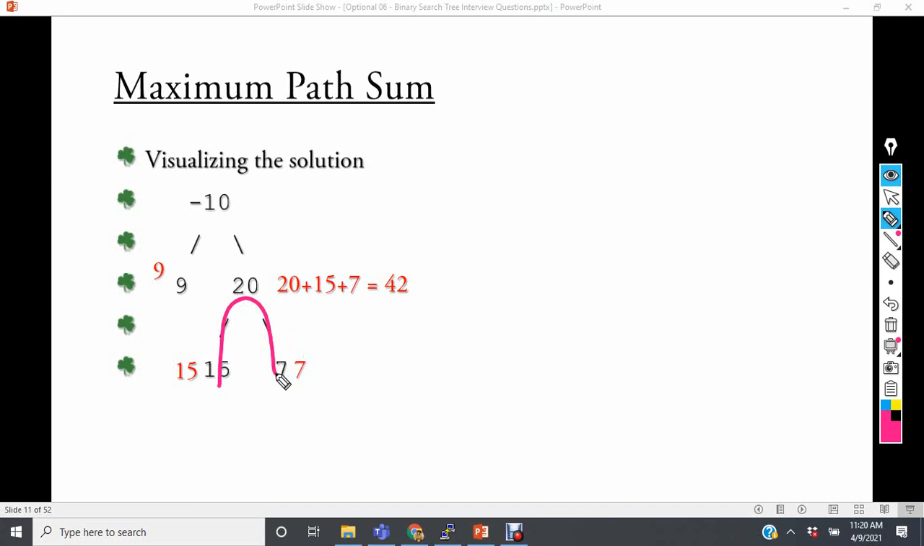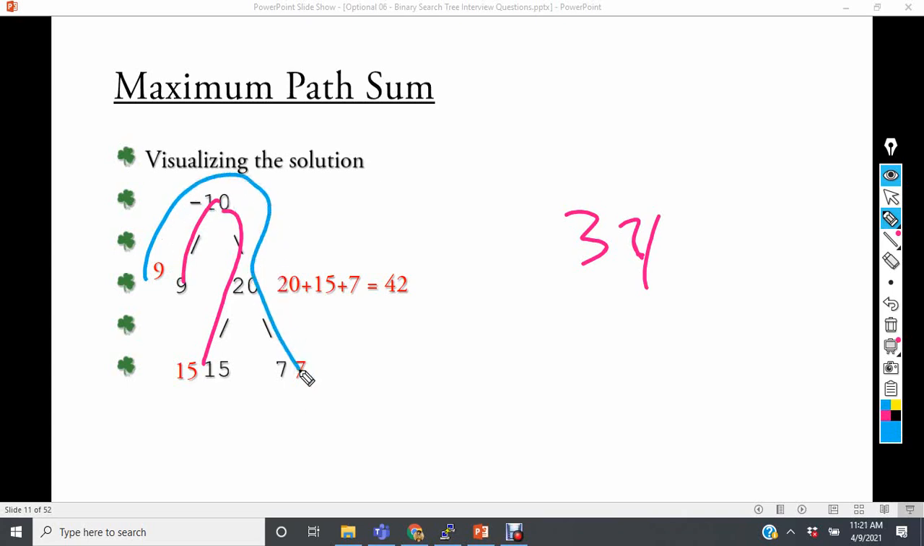So now we have to evaluate the next level. At the next level, we have 9 and negative 10, so this path by itself is negative 1. Which means that any path that comes through the root and goes this way is actually going to be reduced. So we have a path that's negative 1 and then 20 and 15, so that becomes 34. And then our next path would be negative 1, 20, and 7, which becomes 26.